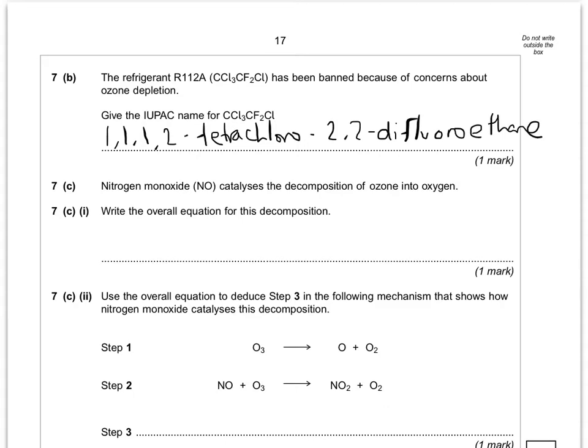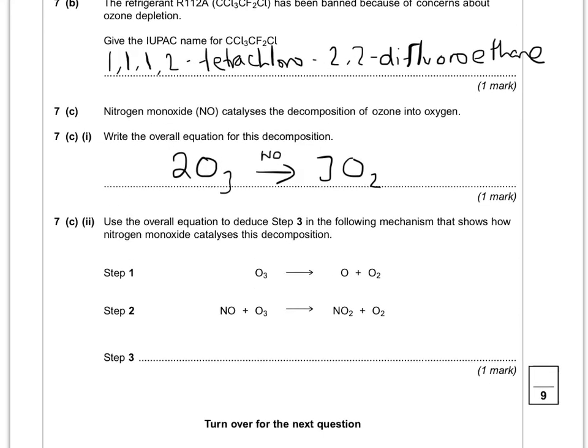Right, the overall equation for the decomposition, so it says here, nitrogen monoxide catalyses the decomposition of ozone to oxygen. So you have to write the overall equation for the decomposition, so that's just 2O3 goes to make 3O2. No need for the NO in there. If you're going to put it on, then it's going to be on the arrow because it's a catalyst. It doesn't get used up during the reaction, so you don't want to have it as a reactant or a product. If you put it on both sides, there's no point because if you put anything on both sides, it doesn't make any difference. So you don't want anything on either side.